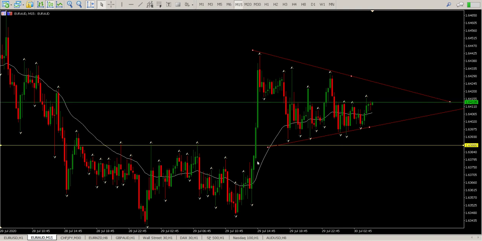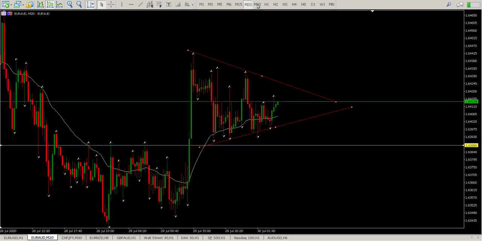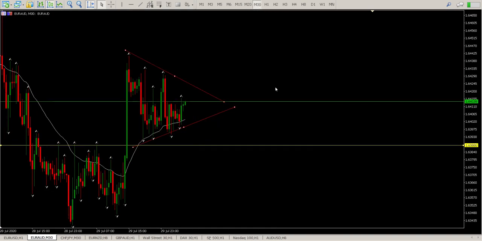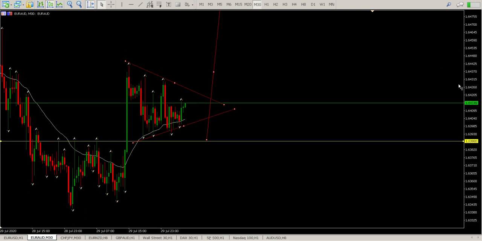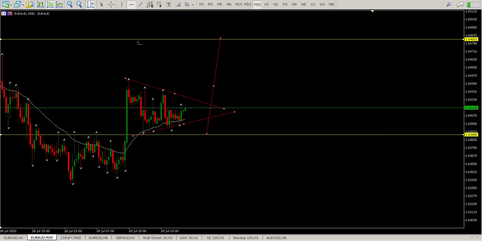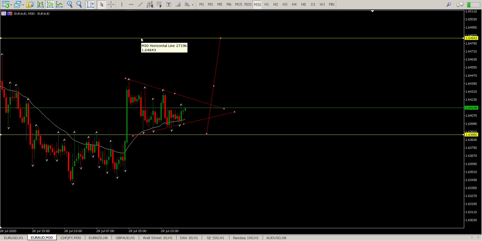So I think I'd be more interested in waiting down here, 1.63880. So see what happens somewhere down in this area. I think I'd look at the half hour rather than anything else. See if we can get some support down here, and then look to buy. Your target is really going to be this measured move. I wouldn't go for anything other than that. There it is there. So target on this is going to be in the area of 1.64843.